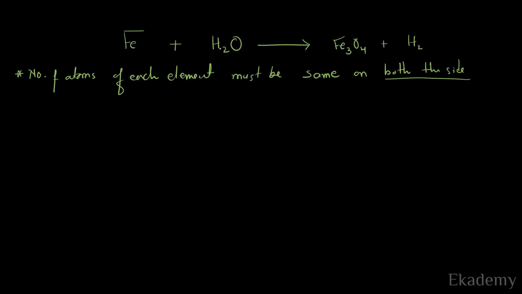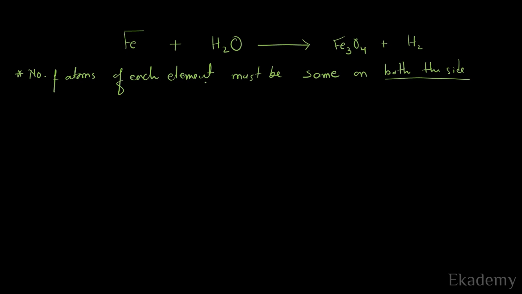Then what about hydrogen? There are 2 atoms of hydrogen, and at this side, the number of atoms of hydrogen is 2 only. So it looks like it is balanced. So of course, the hydrogen atoms right now are balanced. And oxygen, only 1 oxygen at this side and 4 oxygen atoms at this side. So oxygen atoms are not balanced.